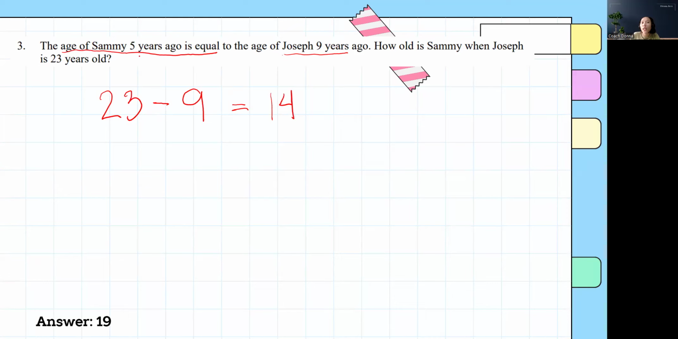But that's also the age of Sammy 5 years ago. So for us to know the age of Sammy now, let's just add 5 to that. So 14 plus 5 equals 19. Now we know the age of Sammy, which is 19. That's it for number 3. Let's proceed to number 4.